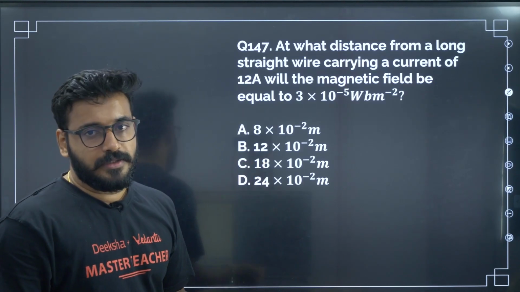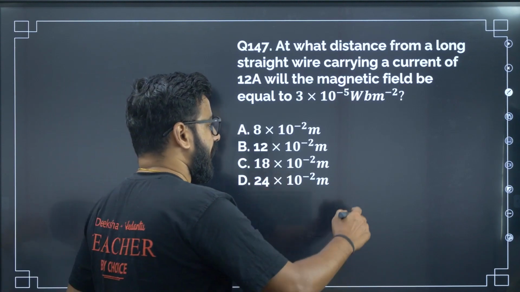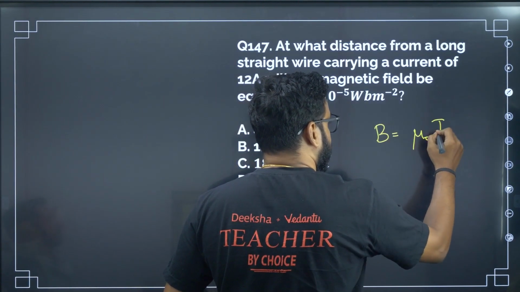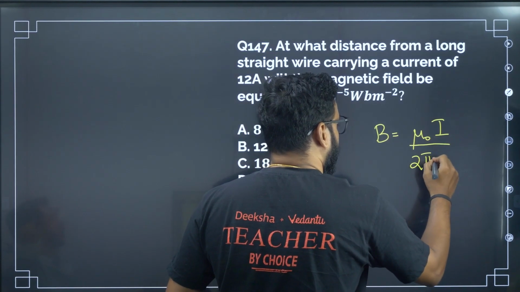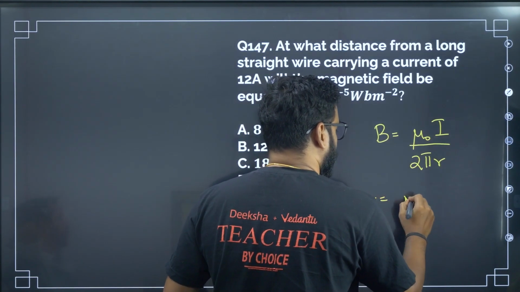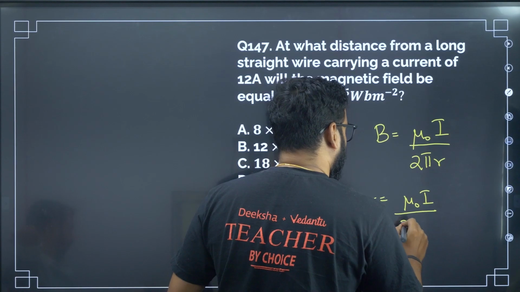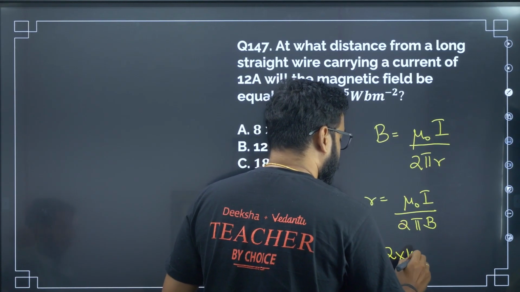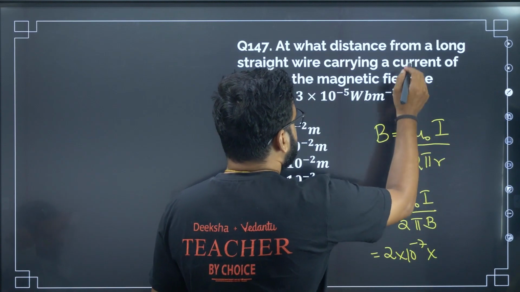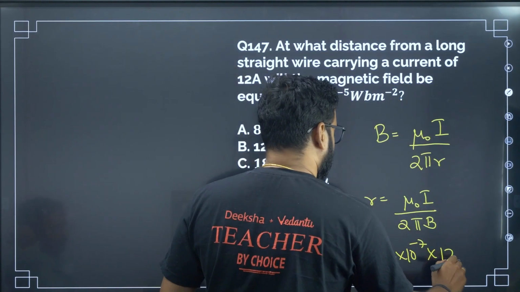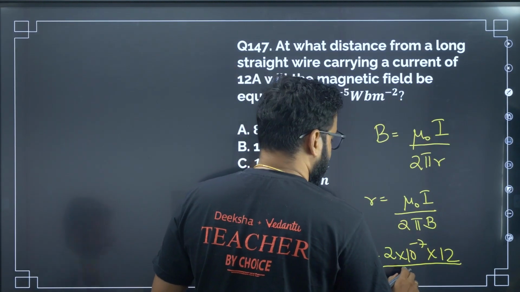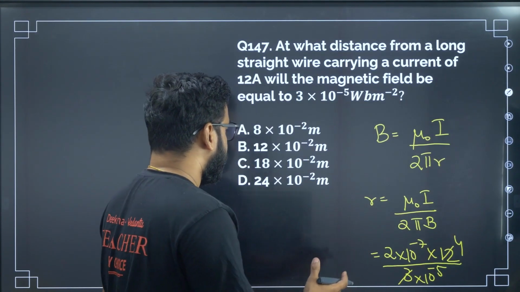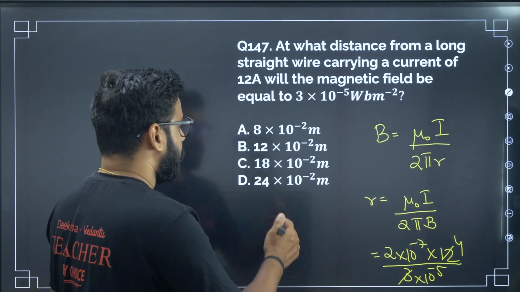The magnetic field at a distance from a long straight wire is given as B = mu naught I divided by 2 pi r. So r is simply mu naught I divided by 2 pi B. Mu naught by 2 pi is 2 into 10 to the power minus 7. I is given as 12 ampere and the magnetic field is given as 3 into 10 to the power minus 5. So ultimately you will get 8 into 10 to the power minus 2.